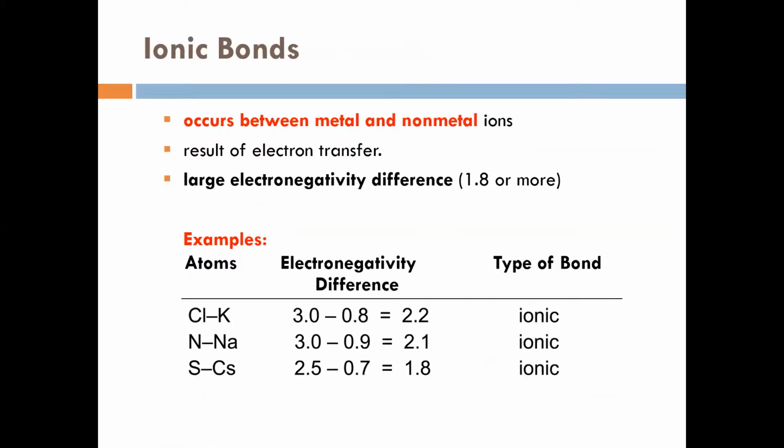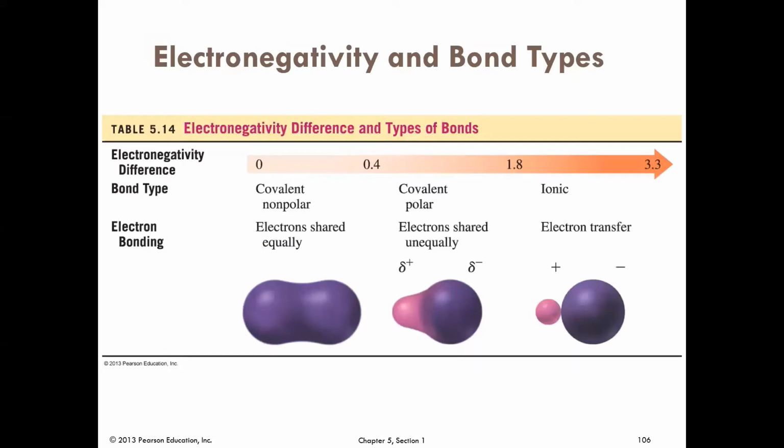Then ionic bonds occur between a metal and a nonmetal, and these result in a complete electron transfer, and we're forming ions. This is a large electronegativity difference of 1.8 or more. You are responsible for knowing the difference between nonpolar covalent, polar covalent, and ionic bonds. You'll have to know those for the exam, and you should know the electronegativity differences.